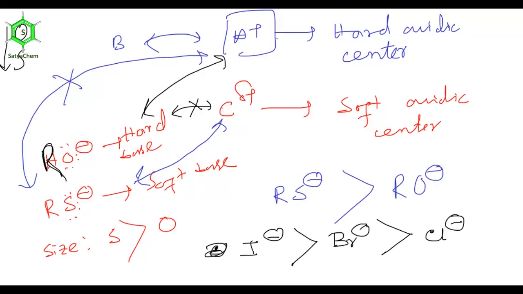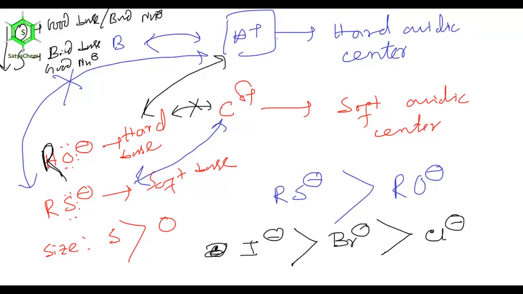Here, RO minus is a good base, but RS minus is a bad base. But RO minus is a bad nucleophile, but RS minus is a good nucleophile. I think now the concept is clear.